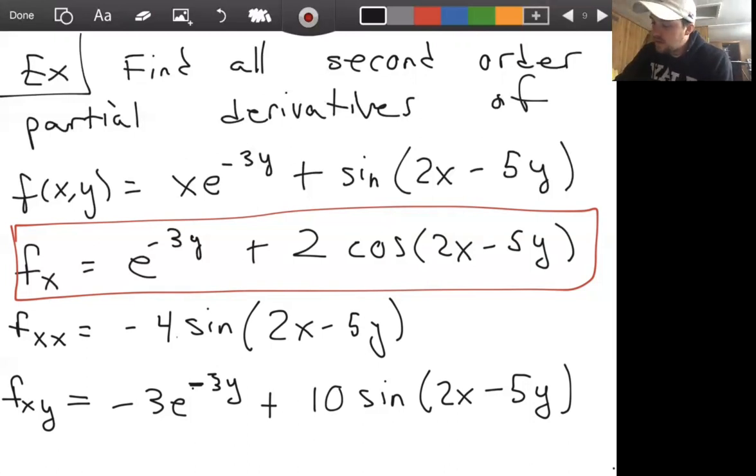So what I'd like to do here is maybe copy the function down on this page and then do the same thing for the y derivative.